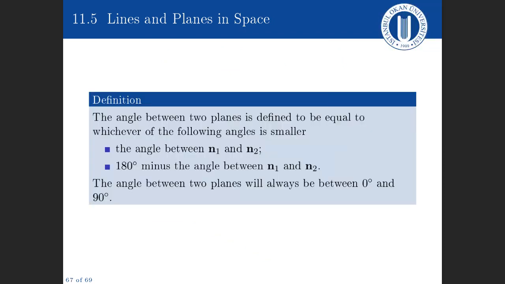More precisely, the angle between two planes is defined to be equal to whichever of the following angles is smaller: either the angle between n1 and n2, or 180 degrees minus the angle between n1 and n2. That means that the angle between two planes will always be between 0 degrees and 90 degrees.